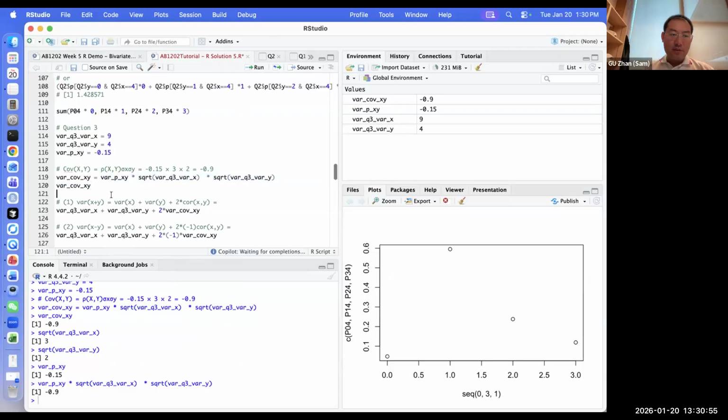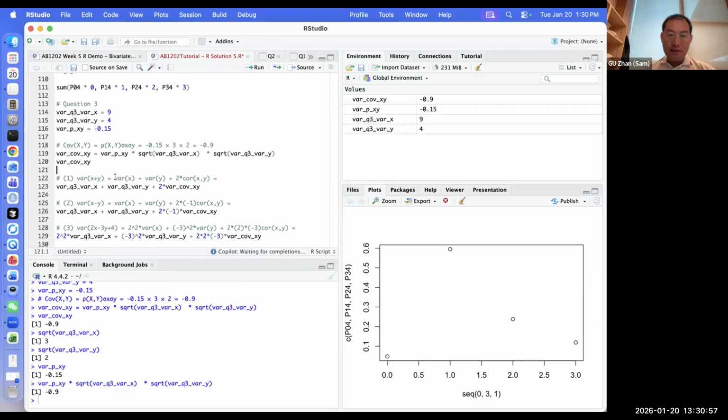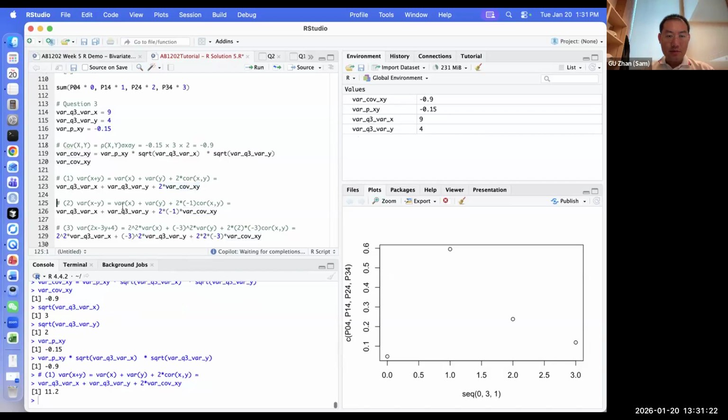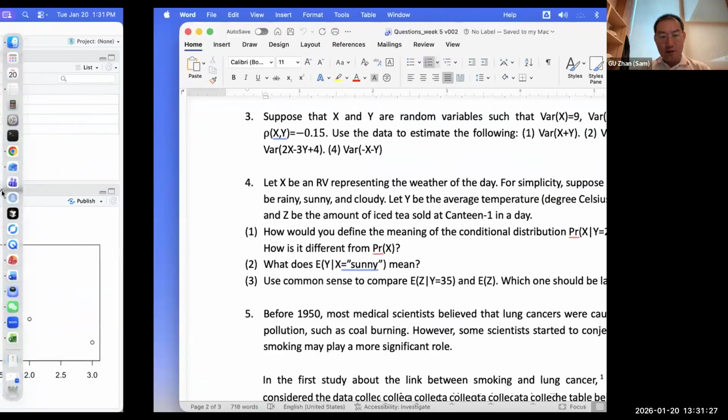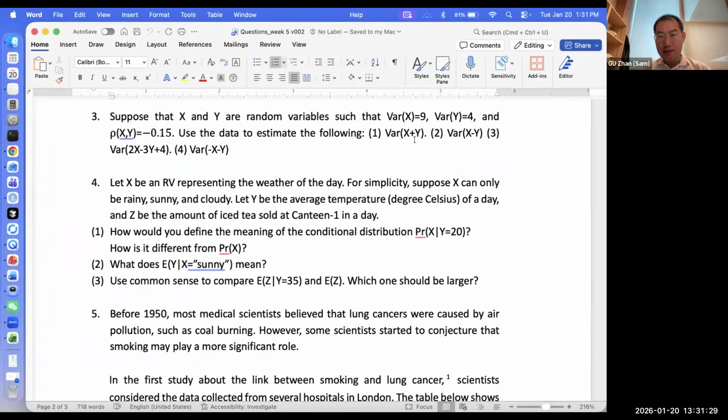So now we have all these formulas. The variance of X plus Y is variance x plus variance y plus 2 times the covariance of xy. Covariance xy is minus 0.9. Okay, so you run it: x plus y plus 2 times this. So 11.2 is the answer for 3.1, the variance of x plus y.